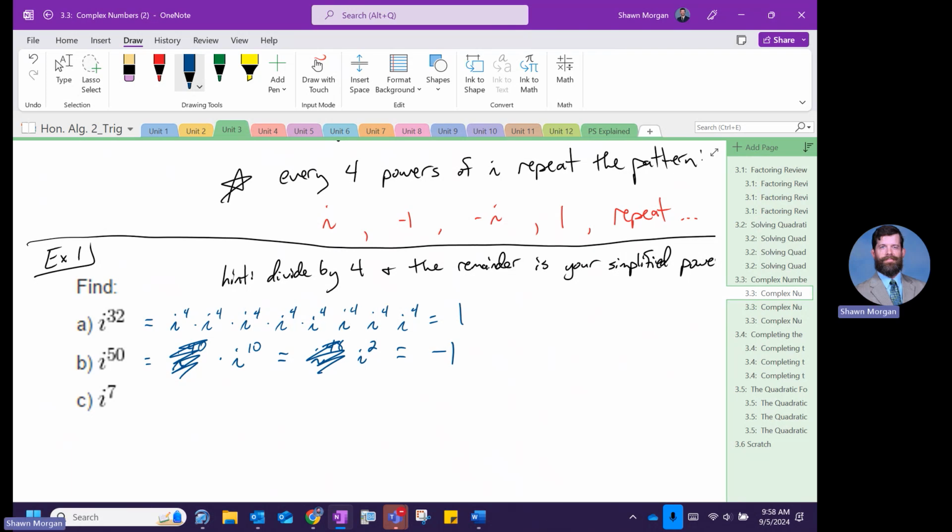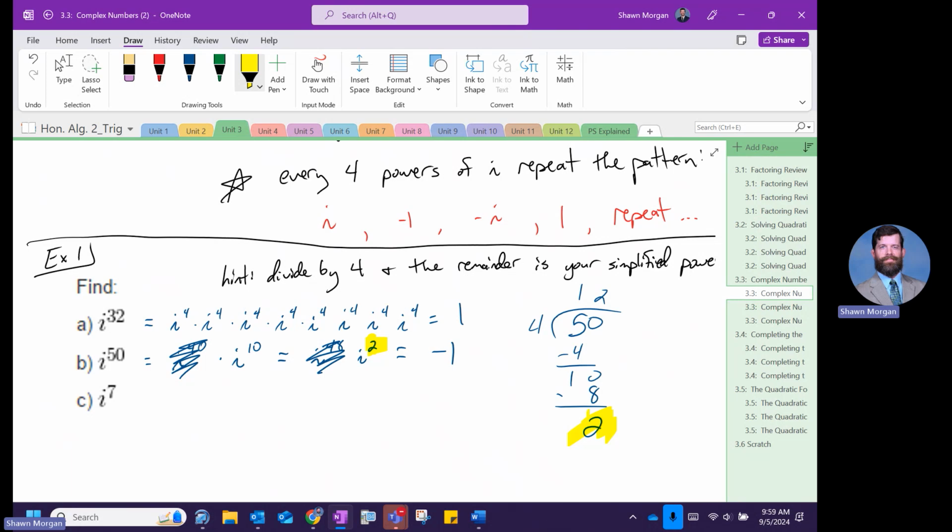So if I took 50 and divided it by 4, 1, 2, there's a remainder of 2. And so i to the 50th is the same thing as i to the 2nd. So now you can see some of those larger powers, maybe like Delta Math might give you, 573. Just divide 573 by 4, see what the remainder is.